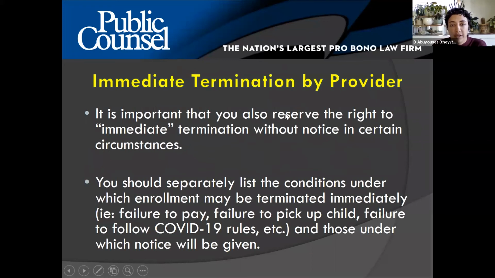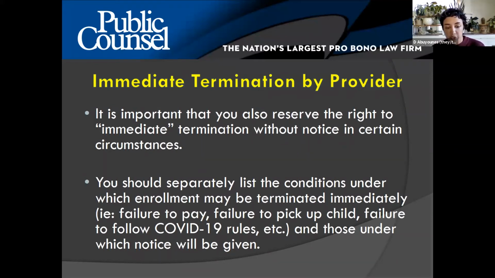So it's important that you also reserve the right to immediate termination without notice in certain circumstances. You should separately list the conditions under which enrollment may be terminated immediately. So for example, failure to pay, failure to pick up a child, failure to follow COVID-19 rules, and those under which notice will be given.